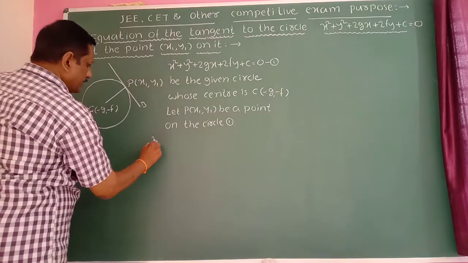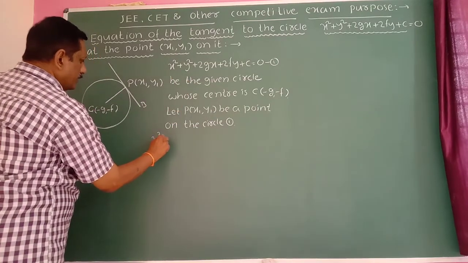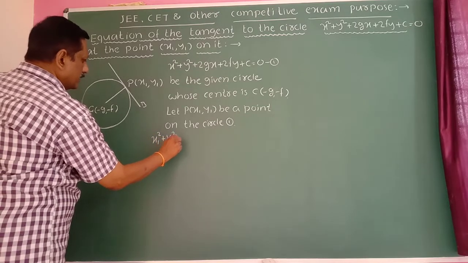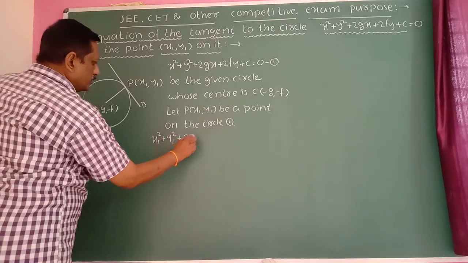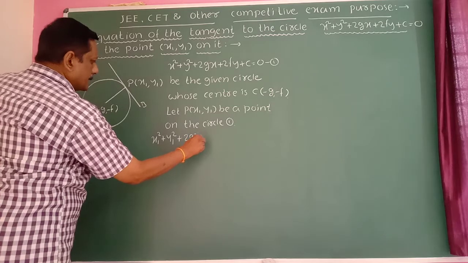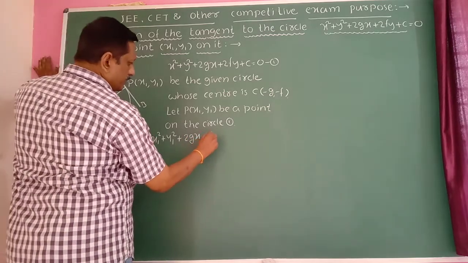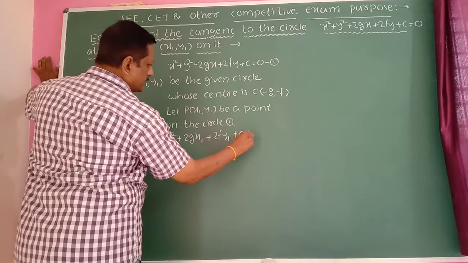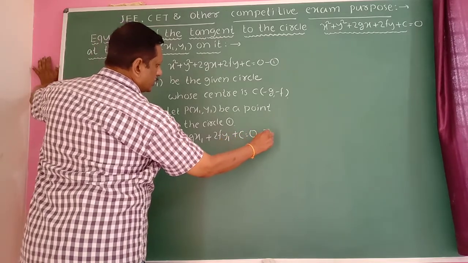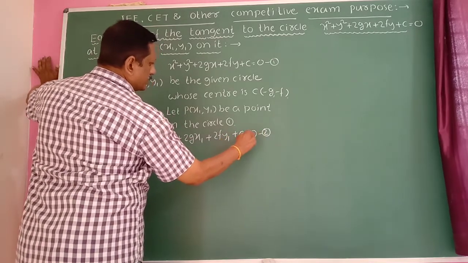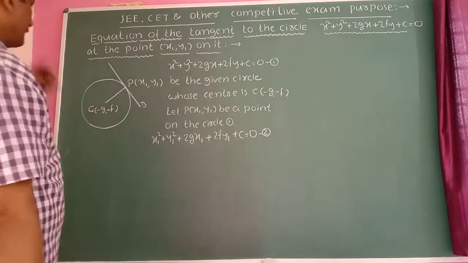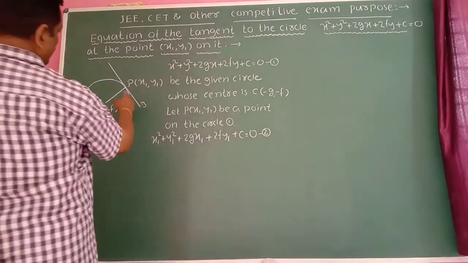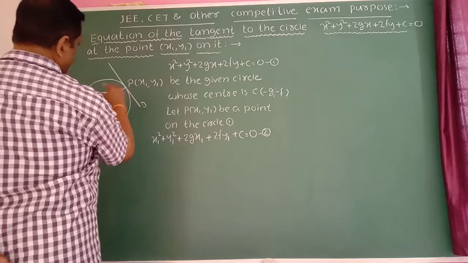So x1 square plus y1 square plus 2g into x1 plus 2f into y1 plus c is equal to 0. Take this one as equation number 2. Okay. Let PB be the tangent to the circle at the point P here.